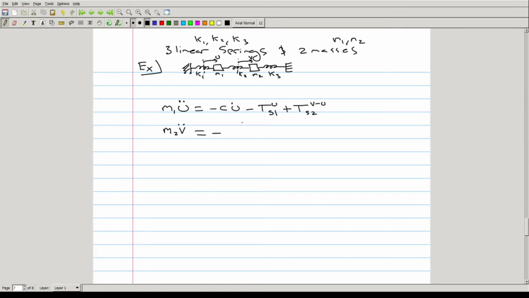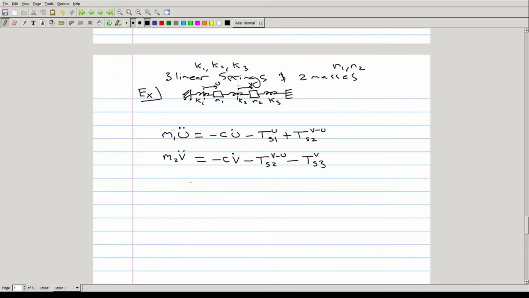And Newton's second law for the second mass is going to be negative c v dot, minus the tension on mass 2 due to the difference v minus u, and then lastly minus the force due to the stretching of v brought about by k3, the tension on m2 from k3, which is just due to v and v alone. We're also assuming a linear friction term of the form negative c times the velocity.